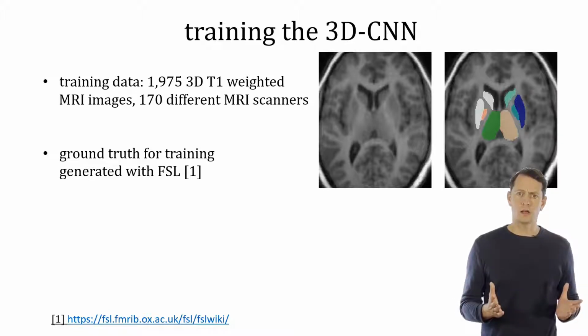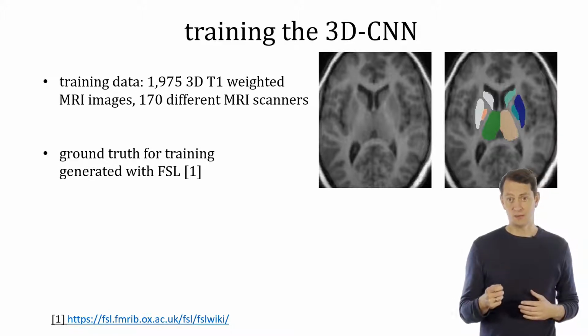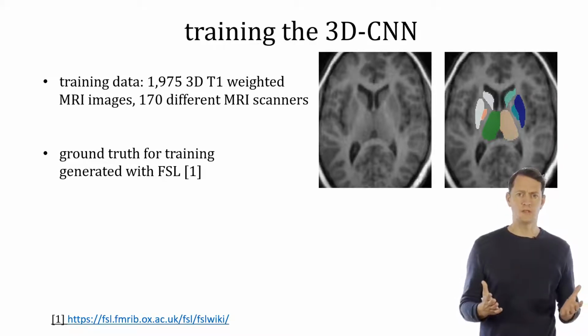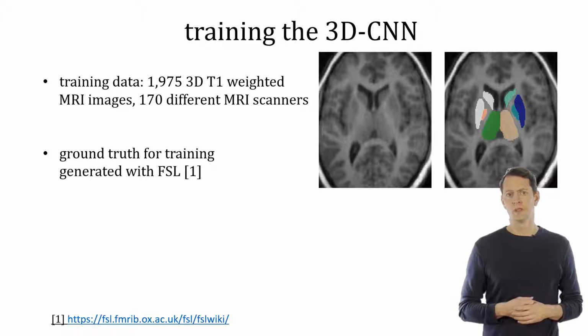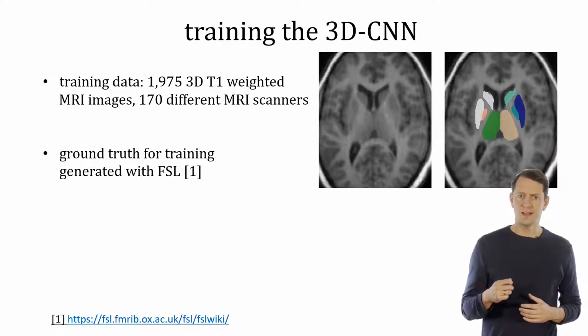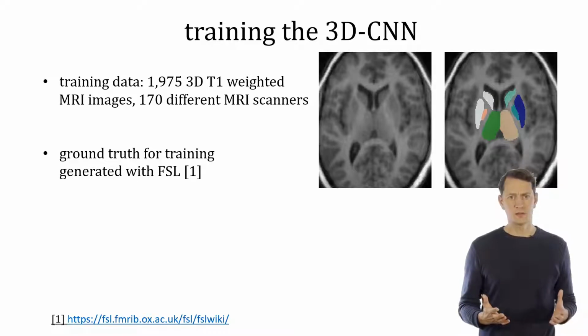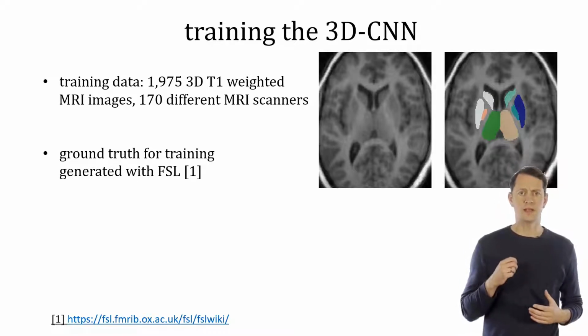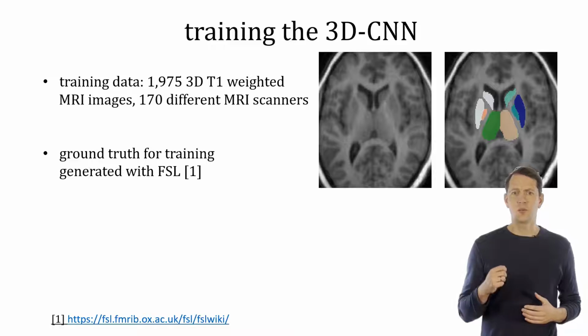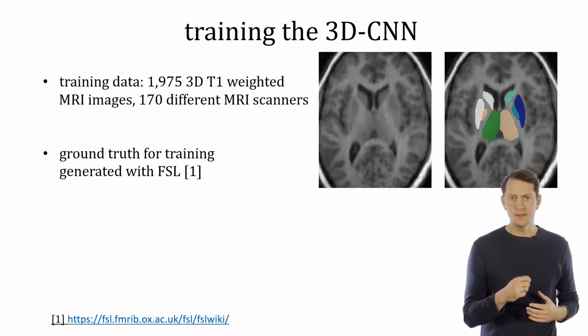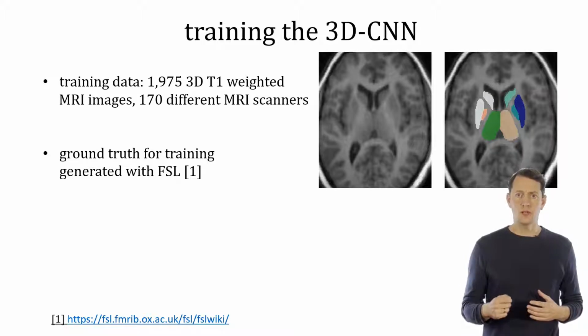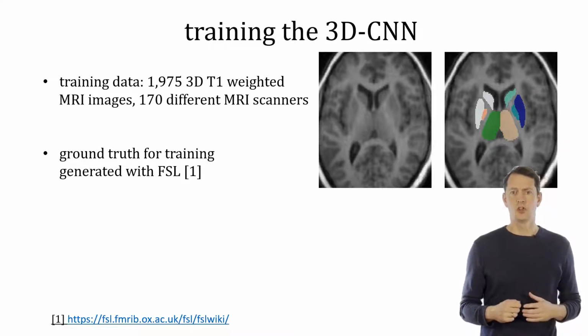You might ask yourself, if FSL already provides automatic thalamus segmentations, why do we need to develop a new algorithm? The answer is that FSL has a number of disadvantages. First of all, it's quite slow, it has a relatively high failure rate, and it's quite dependent on the scanner hardware. So the new 3D CNN algorithm trained on FSL segmentations should overcome these disadvantages.